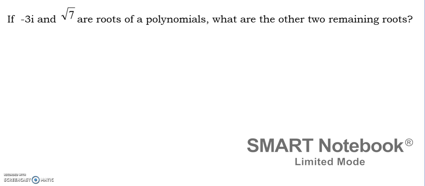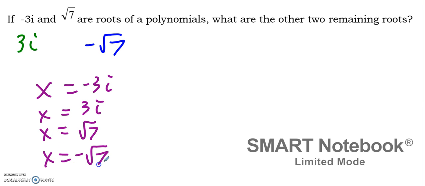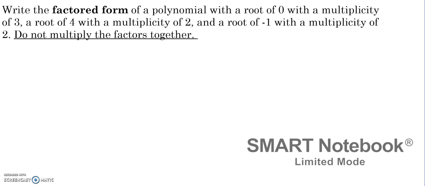So, if negative 3i and root 7 are roots of a polynomial, what are the two remaining roots? Great question. What do we do? We do the conjugate. So if negative 3i is a root, then I know positive 3i is also a root. If root 7 is a root, then I know negative root 7 is a root. Although the problem is not asking us this, all of the roots are x equals negative 3i, x equals 3i, x equals root 7, and x equals negative root 7. Pretty straightforward, hopefully. Moving on.